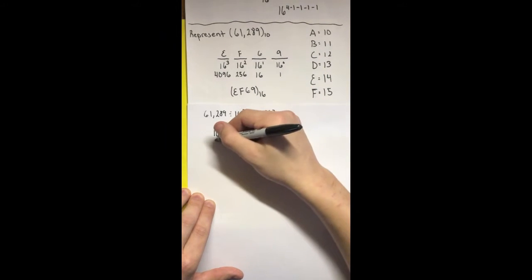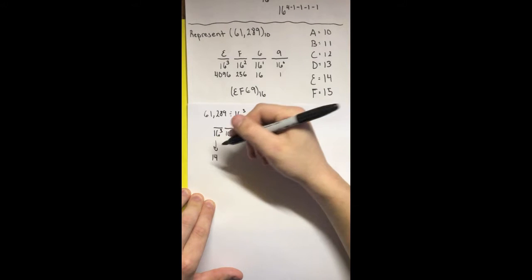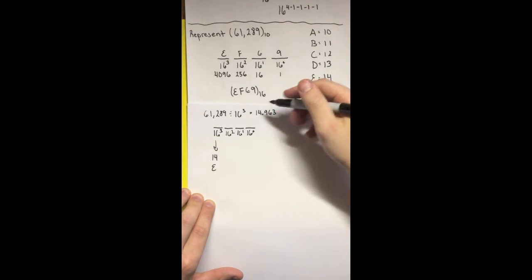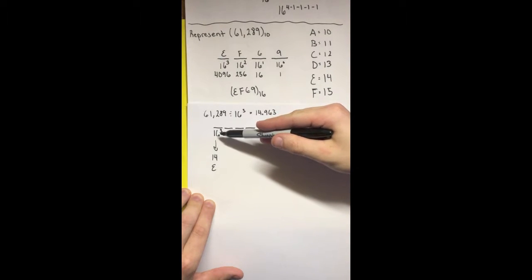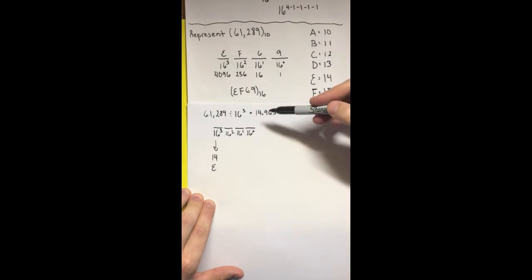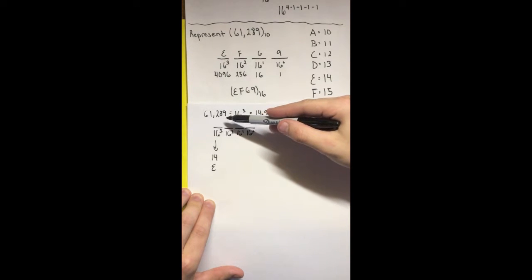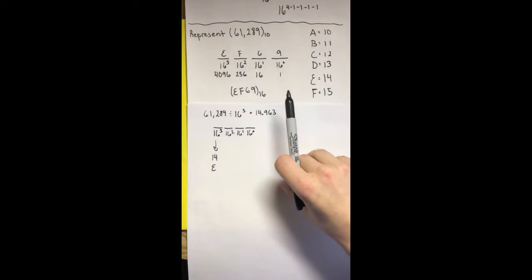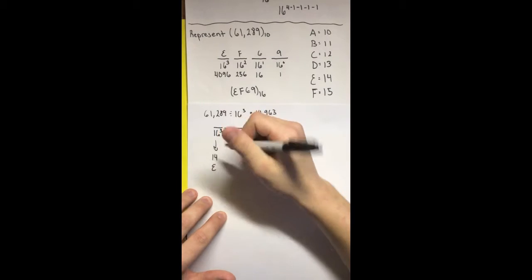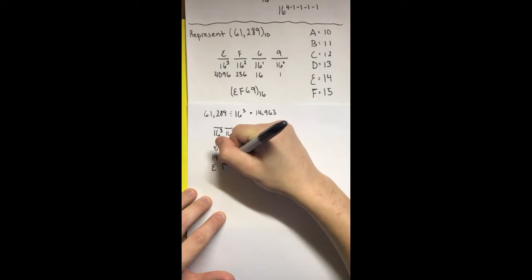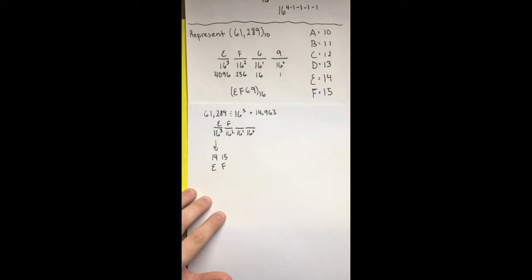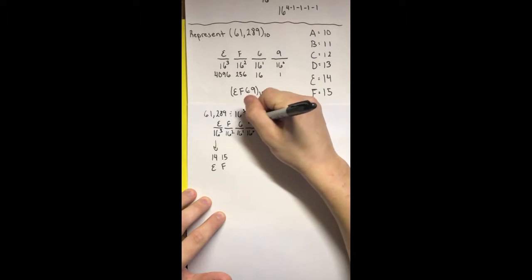Now 16 to the 3 is represented by 14, or E. You multiply 16 to the 3 by 14, and you subtract that number from 61,289. Then you divide that number by 16 to the 2, and you round down, and that will give you 15, or F. And you just rinse and repeat until you have your number.